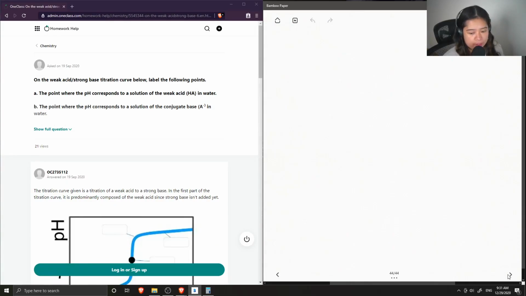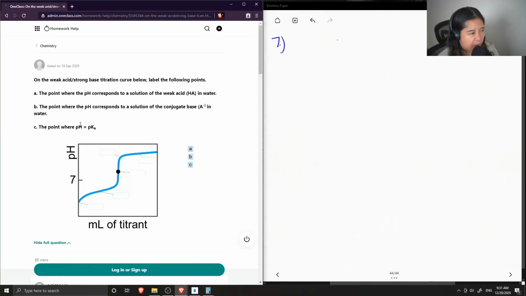Okay, so question number 7. On the weak acid, strong base titration curve shown below, label the following points. A, the point where the pH corresponds to a solution of the weak acid in water. B, the point where the pH corresponds to a solution of the conjugate base in water. And C, the point where pH is equal to pKa.